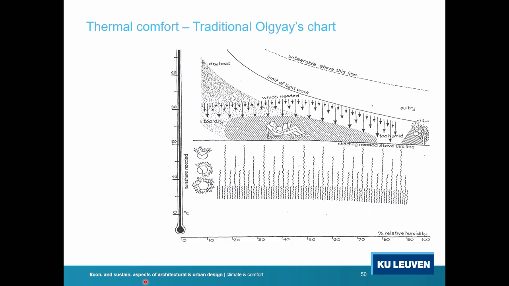And what he did then is translate that into a chart. He defined the comfort zone, let's say, where people feel comfortable. And what defines the comfort? Well, on the one hand, the temperature, that's on the vertical axis. And then on the horizontal axis, the relative humidity. These are the two main parameters defining the comfort zone.